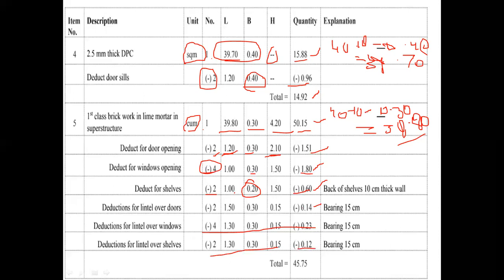It is the total deductions of doors, windows and shelves as negative values, 15.13 cubic meters, less in 50.15. Then the final value is 45.75 cubic meters. It is the first class brickwork in lime mortar in superstructure. In DPC, deduct the door seals only.